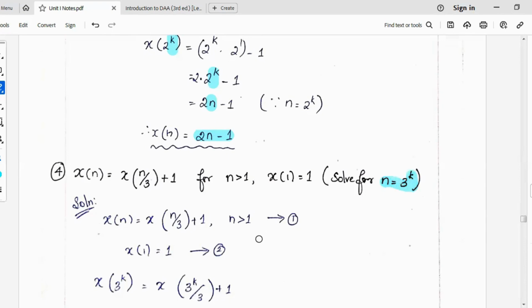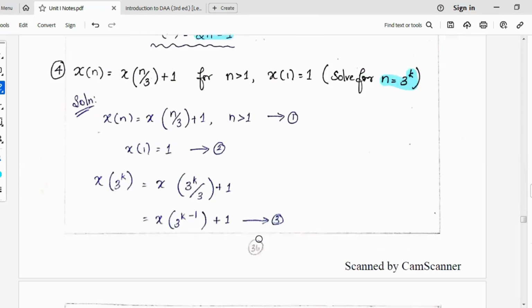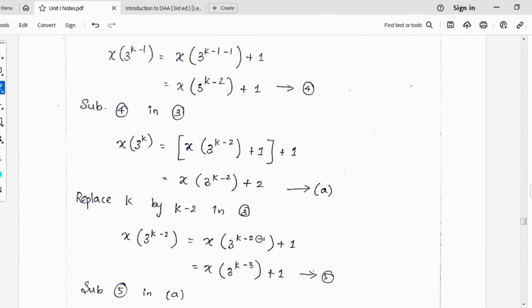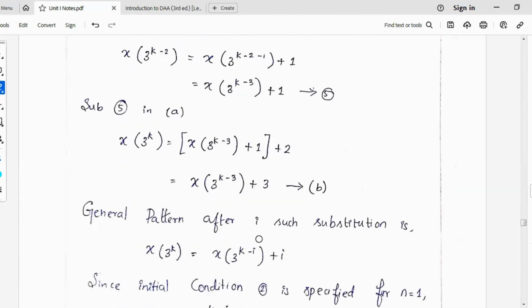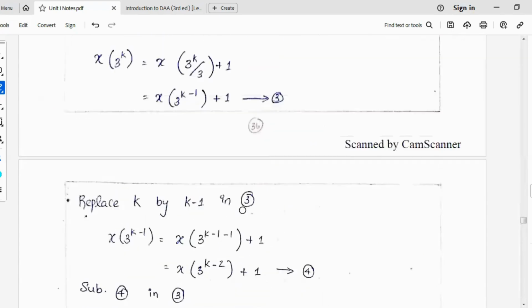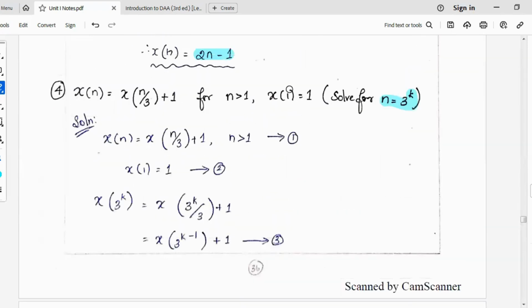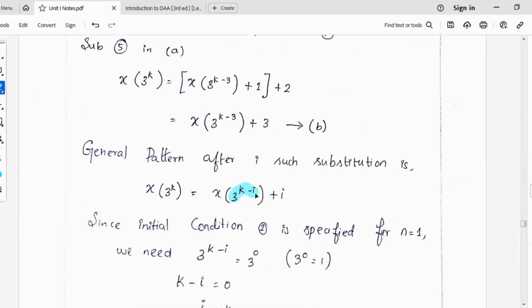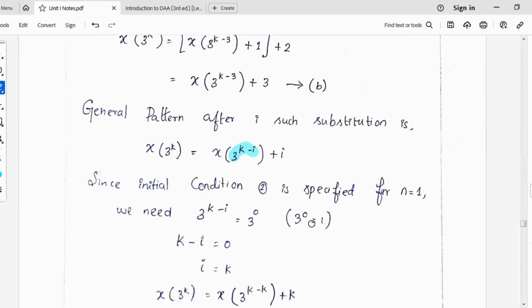Similarly, we can do the backward substitution, and after 3 substitutions, we can identify the general pattern of the given problem after the ith iteration. Then to eliminate this recurrence on the right hand side, we have to compare this value to its base condition. The base condition is x of 1, so I am going to compare this value with 1. So 3 power k minus i equal to 1. Any number to the power 0 is equal to 1.